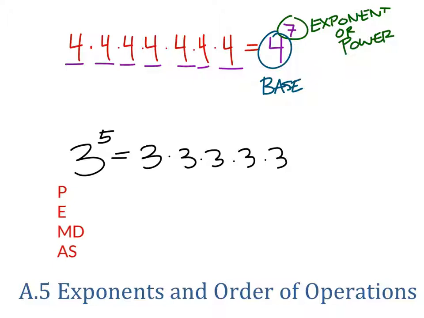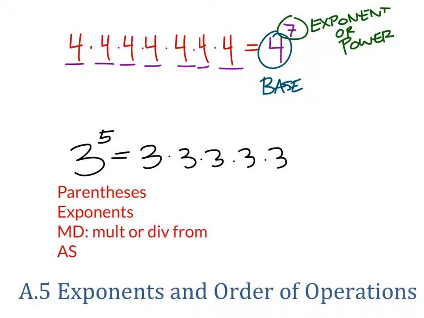The M and the D and the A and the S are together because we have to remember that these will happen from left to right, okay? P is for parentheses, E is for exponents, and MD would be either multiplication or division, specifically from left to right.